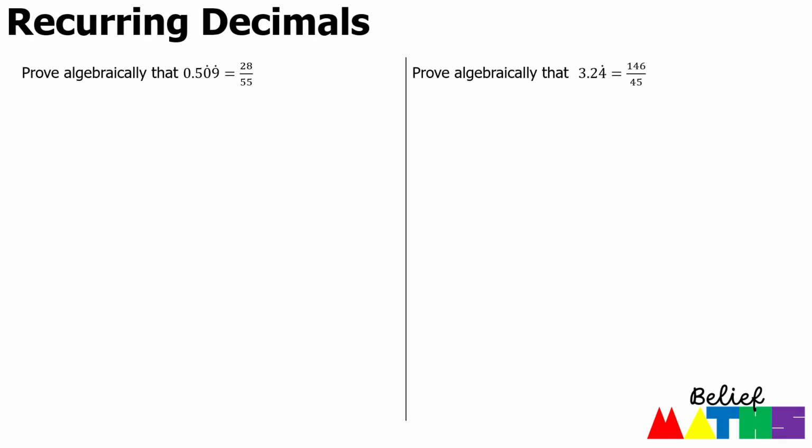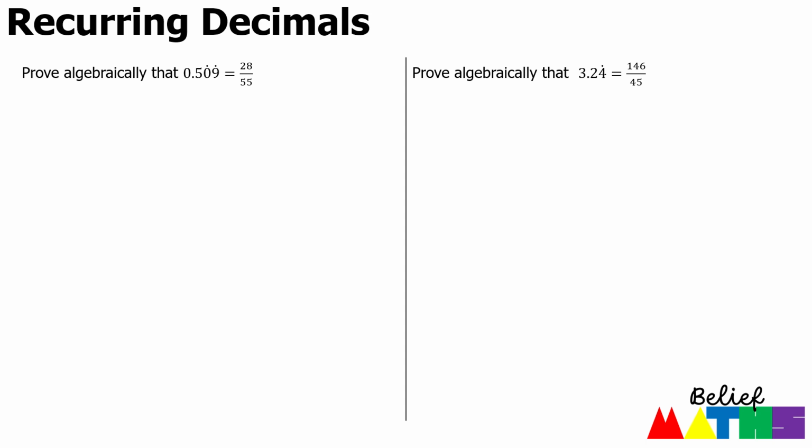Now, recurring decimals can also come up on paper 2 or paper 3. And what they often write is they say, prove algebraically that this can be written as a fraction. Because if you were asked just to write as a fraction, you could just put it in your calculator, press equals, and your calculator will give you the answer. That's why they ask you to do it algebraically.